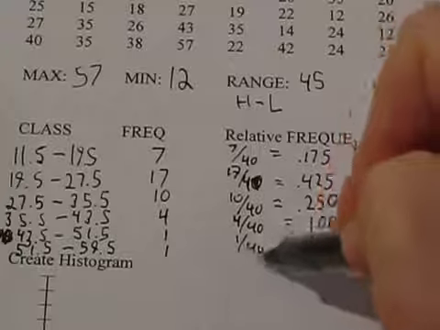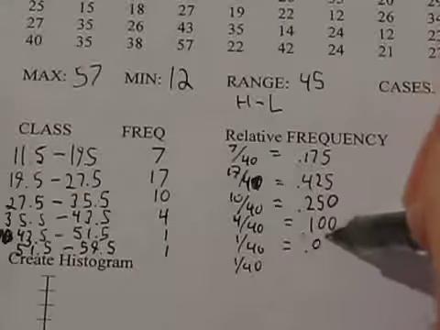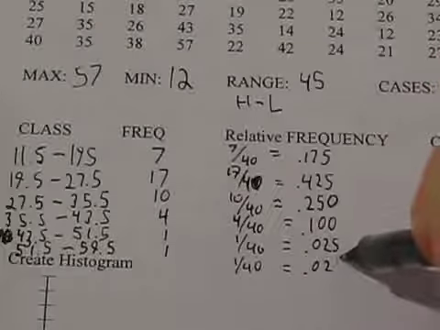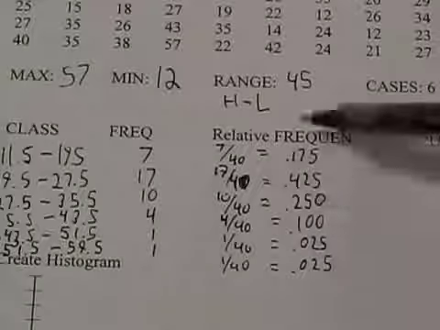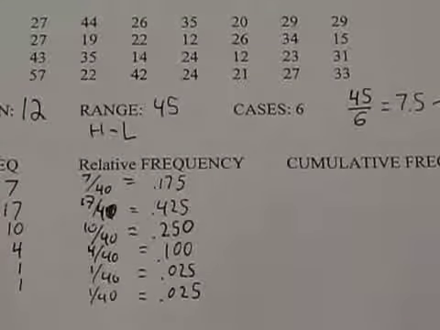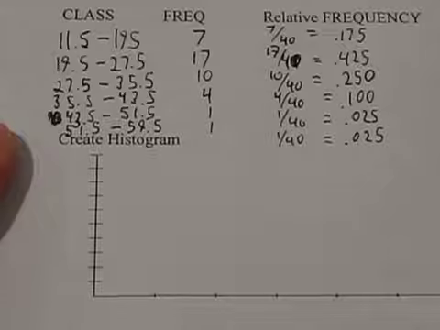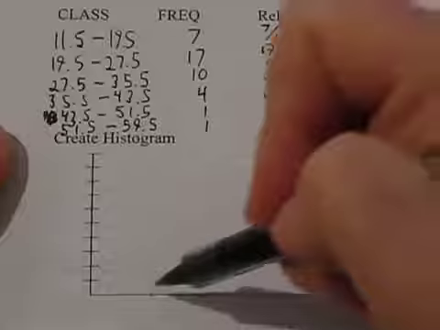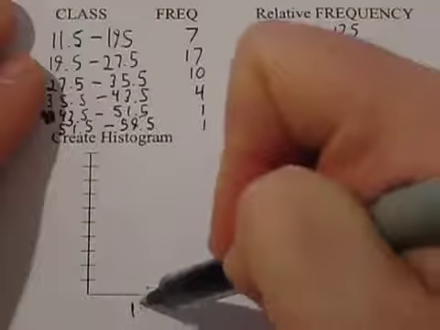1 divided by 40 is going to be the same thing for the last 2. It's going to be 2.5%, or 25 thousandths. Now, all of these will add up to 100% if we do that. Now, I'm going to save our cumulative relative frequency here until we get to the very end. So let's go to the histogram. Now, you can kind of see what I've got set up for us here. Our histogram classes will go on our x-axis.